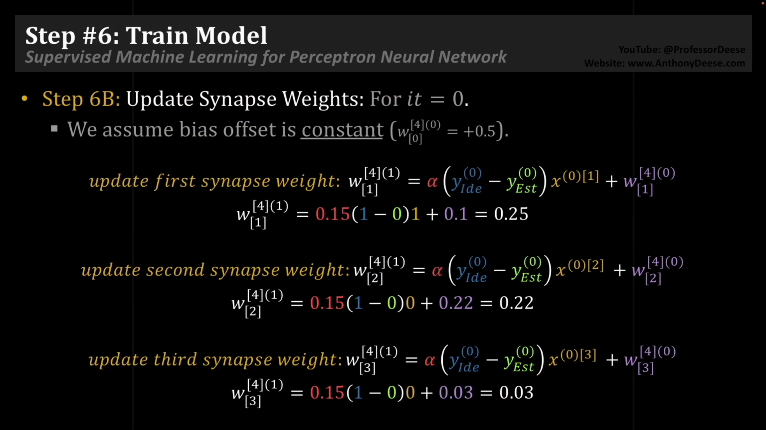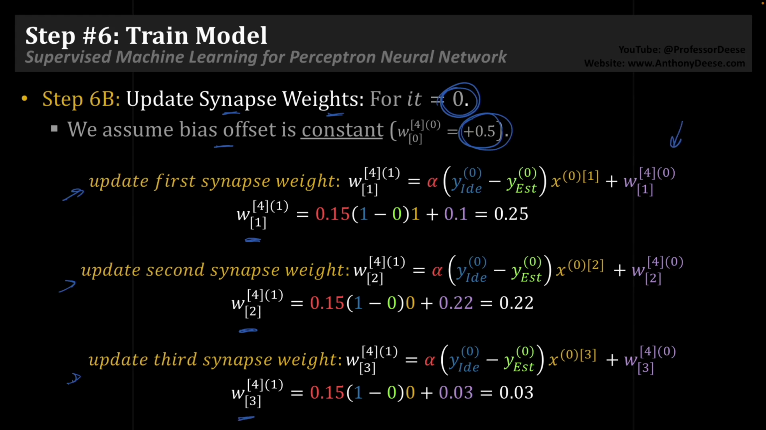So step 6b requires us to begin updating the synapse weights for this 0th iteration. Now we're going to assume that the bias offset is constant. It remains constant with a value of plus 0.5, and that works out fine for this example. Now we need to update 3 different synapse weights, because we have the synapse weight between node 1 and 4, our output, node 2 and 4, our output, node 3 and 4, our output.